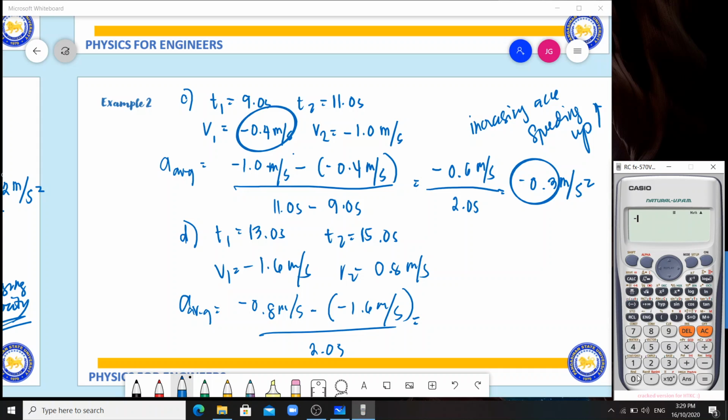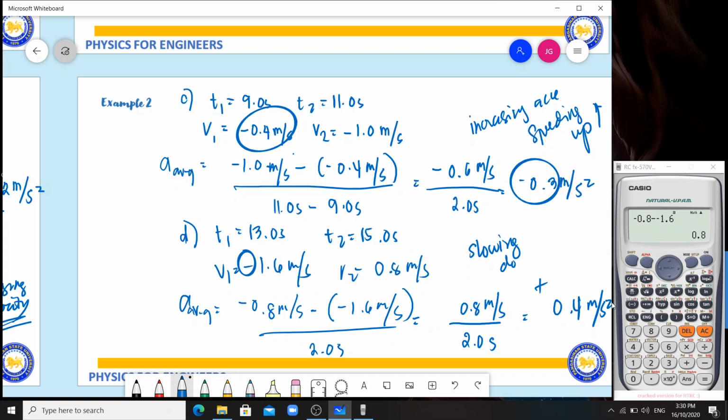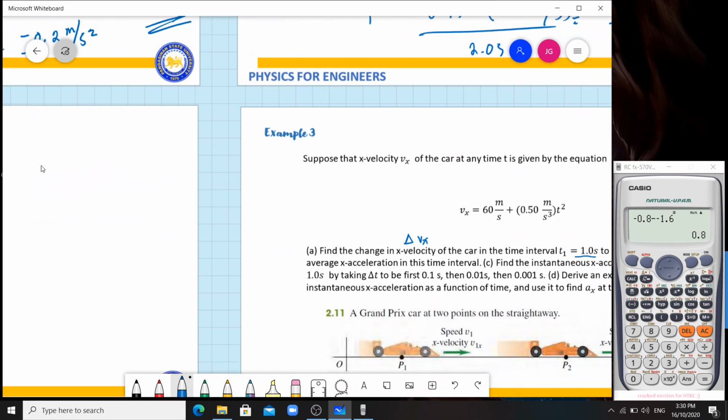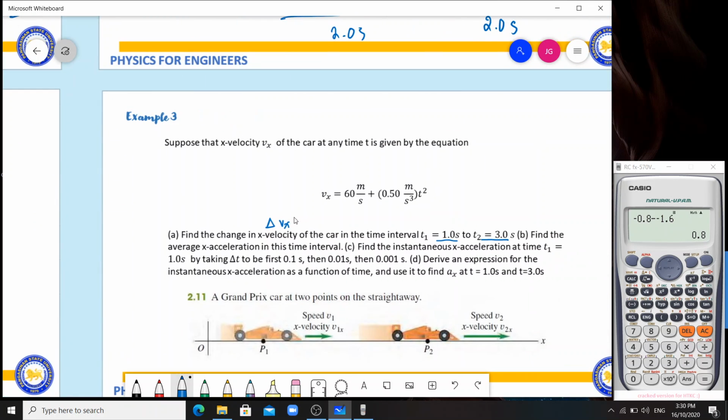So, negative 0.8 minus negative 1.6 equivalent sa what? 0.8. Okay, positive 0.8 meters per second over 2.0 seconds. So that is 0.4 meters per second squared. Positive, negative. So ibig sabihin slowing down or decreasing velocity. Okay? So ganun lang kasimple. So let's proceed to example number 3.